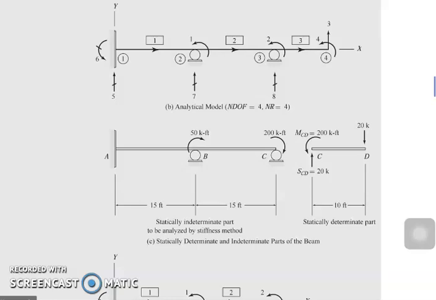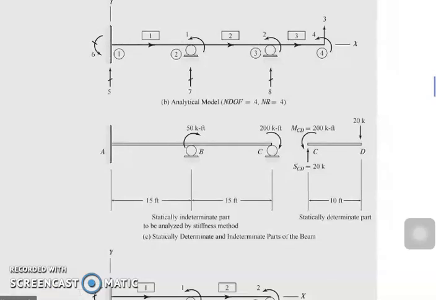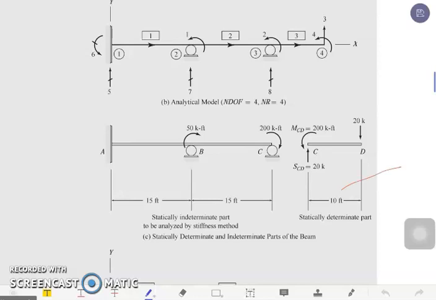So we're going to analyze the overhang beam as a statically determinate structure. This is our overhang beam. On the cut section, which is joint C, there are forces acting on the cut section. We have here 20 kips. Of course, there will be a shear force which also has 20 kips, so that it will be in equilibrium.